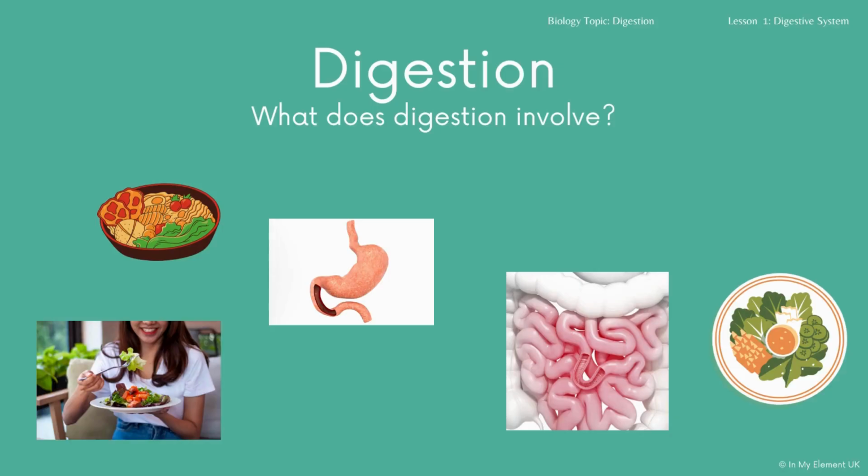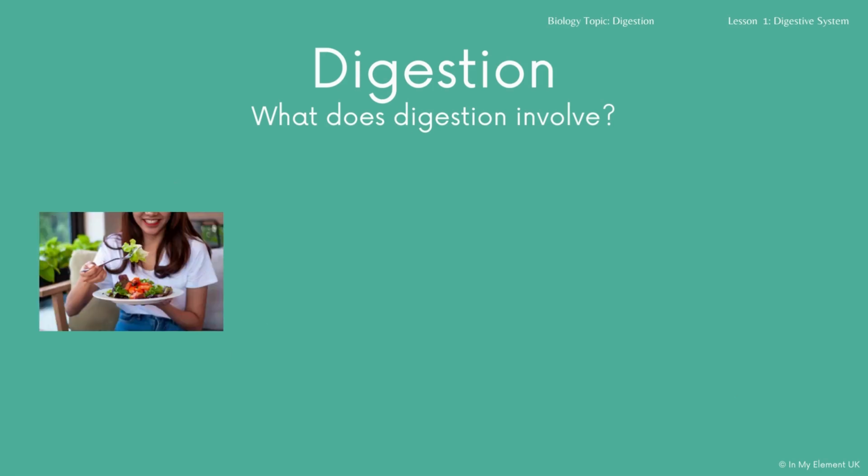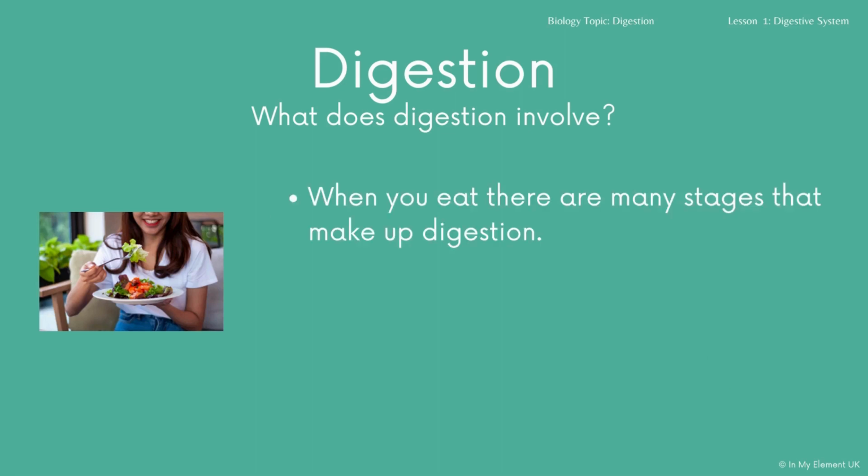So if you take a look at this, you've got a few images here that are all linked to the digestive system. So meals, you've got an image of the stomach, the small and large intestine as well. They are all involved, plus quite a few other organs as well, and two main processes which we will talk about as well. So what does it involve?